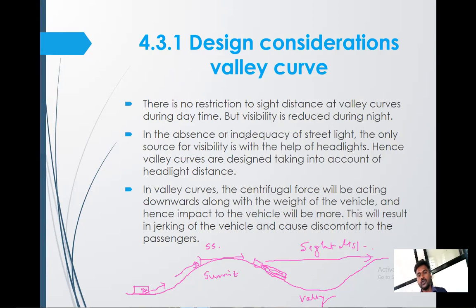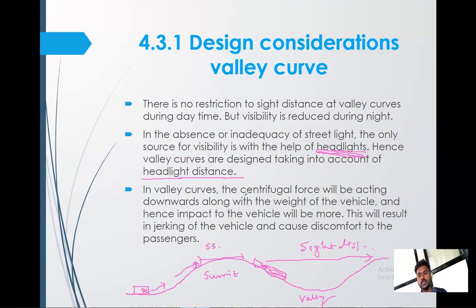In the absence of or with inadequate street lights, the only source of visibility is the headlights. If street lights are there, then there is no problem. But in the absence of street lights, it is very important to calculate the headlight distance. Hence, valley curves are designed to take into account the headlight distance, so whenever we design the valley curve, we must calculate it.